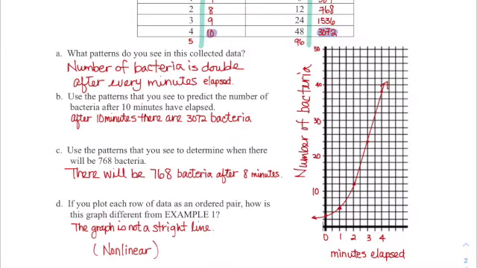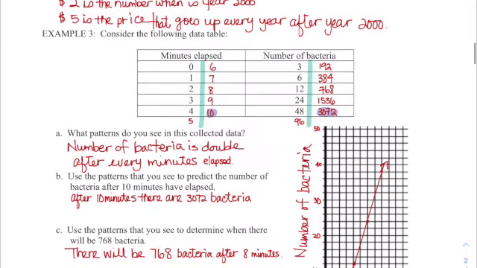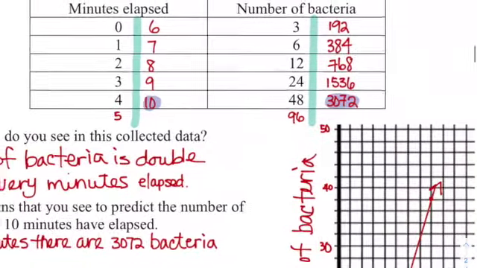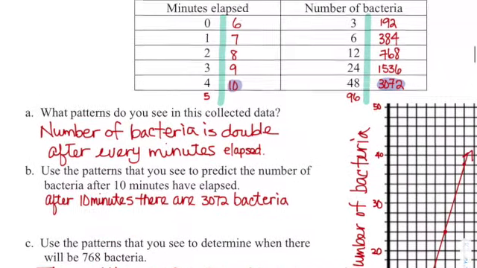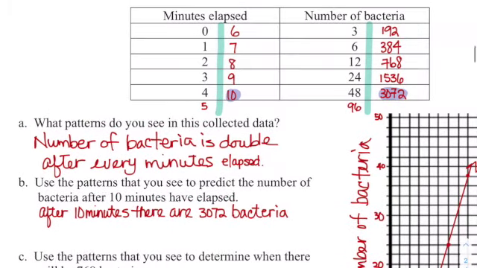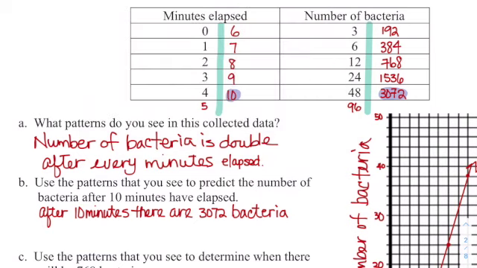Letter D, using the pattern that you see to predict the number of bacteria after 10 minutes. We already talked about it by setting up the patterns. I have 10 minutes at 3,072 bacteria. And then in C, use the pattern you see to determine when there will be 768 bacteria. I've done the same thing because we did it before. We can just pick up the numbers, and that will be 768 right here. Therefore that matches up with 8 minutes.